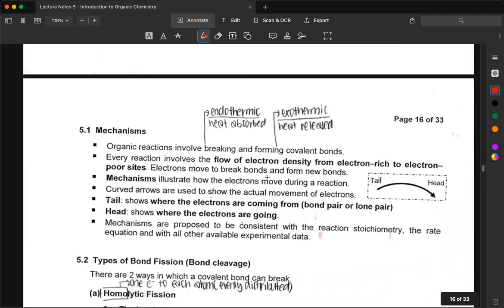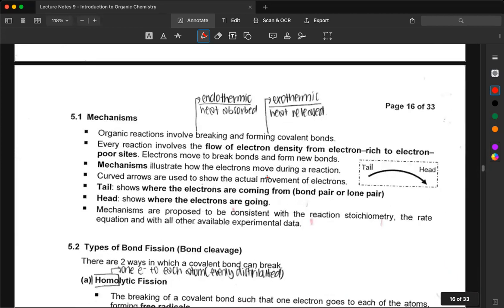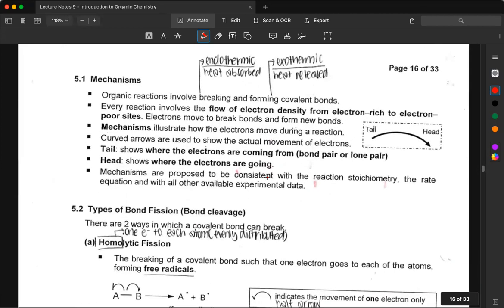Now, let's go on to the terminology with organic reactions. So, mechanism. Organic reactions involve breaking and forming covalent bonds. Every reaction involves the flow of electron density from electron rich to electron poor. So electrons move to break bonds and form new bonds. So the mechanism illustrates how electrons move during a reaction.